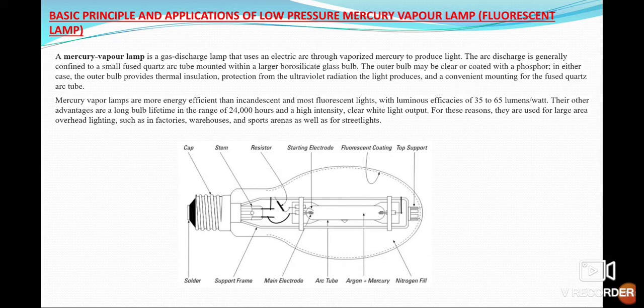So mercury vapor lamps are mostly efficient compared to the incandescent lamps. They have almost a luminous efficacy of 35 to 65 lumens per watt. Their advantages are that they have a long bulb lifetime in the range of 24,000 hours and a high intensity clear white output. For these reasons, they are used for large area overhead lighting such as factories, warehouses, and sports arenas, as well as for street lights.